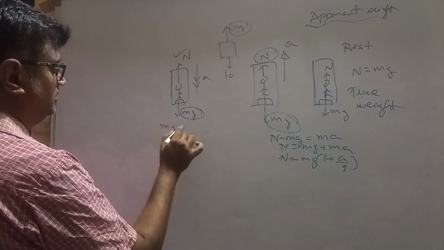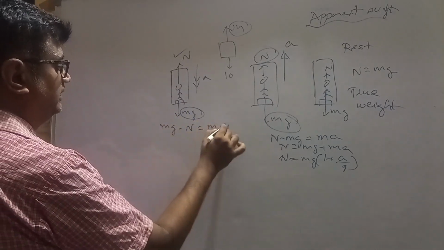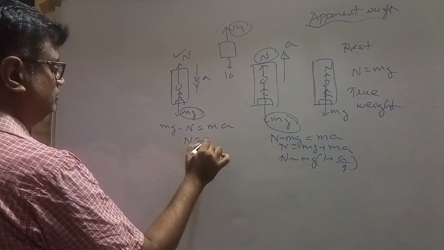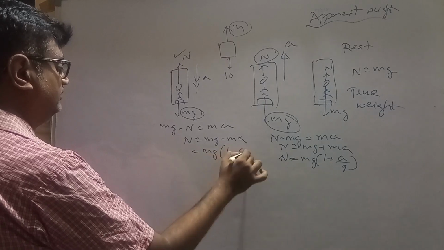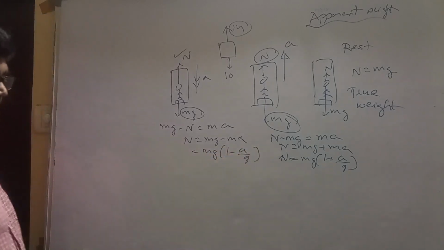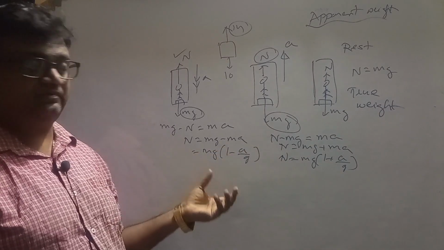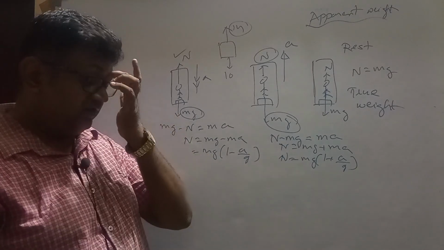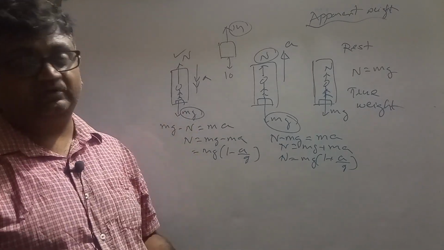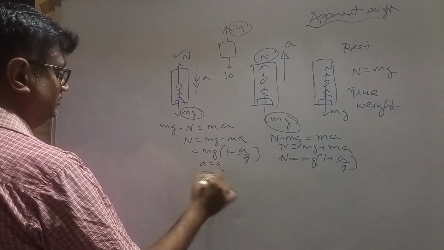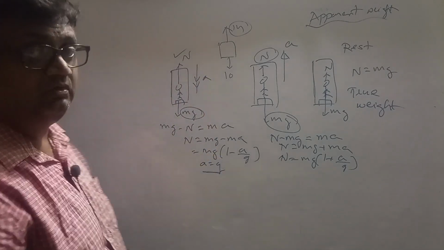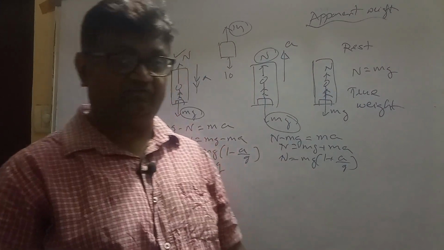So mg minus N is equal to ma. So N is equal to mg minus ma. If you take mg common, it will be 1 minus a by g. So in this situation, the reading will be less than the true weight. Actually what happens here is, if you can maintain a is equal to g, the reading will become 0, the man will feel as if he is weightless.